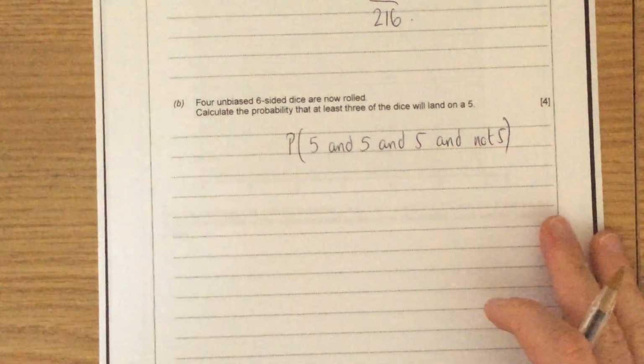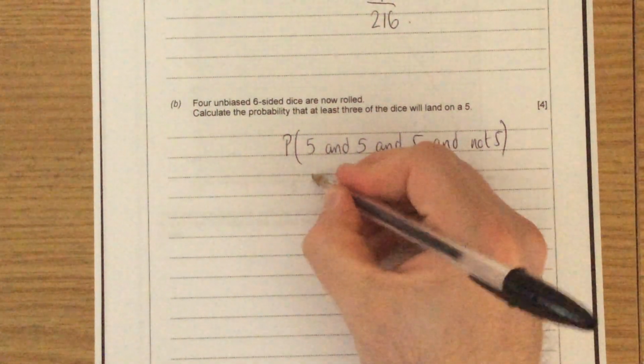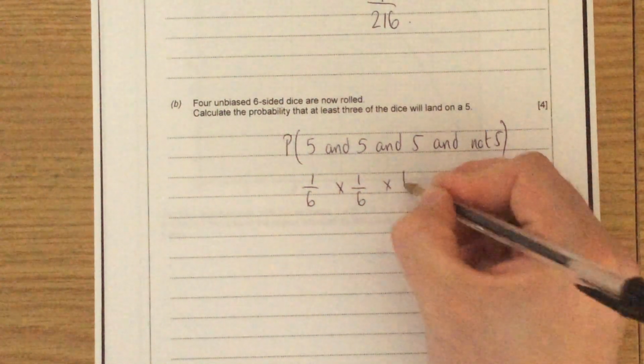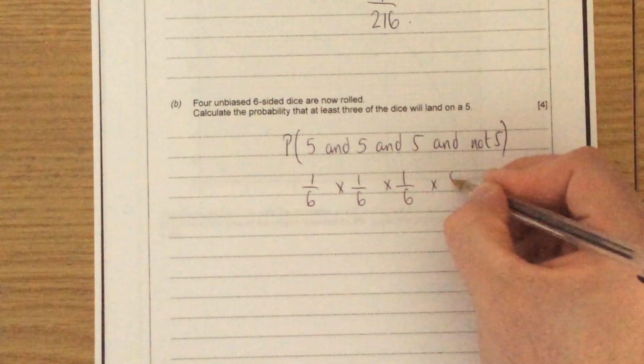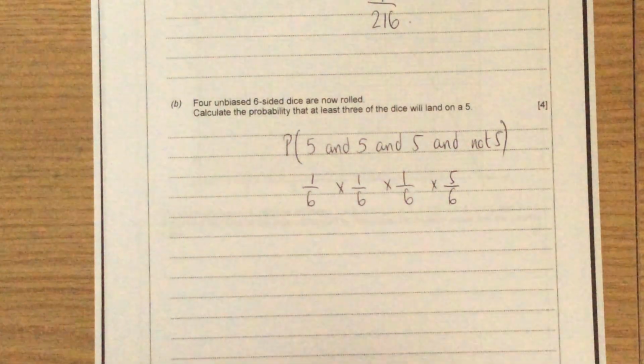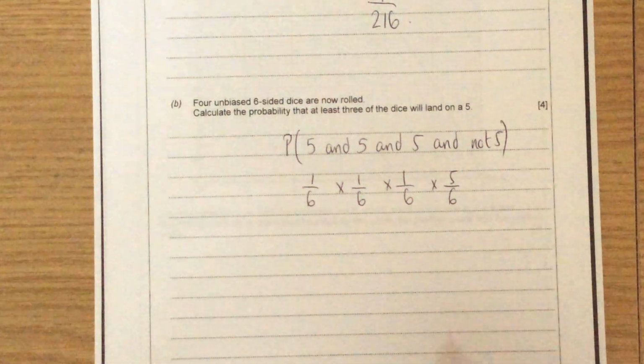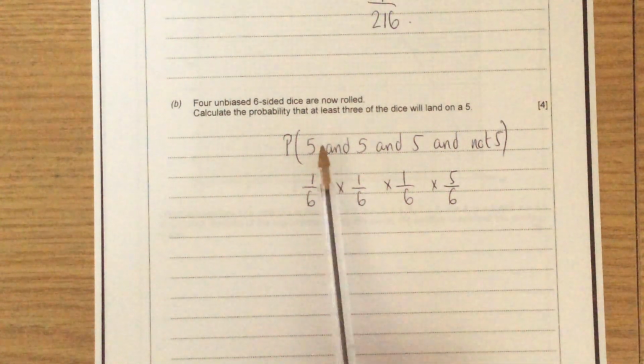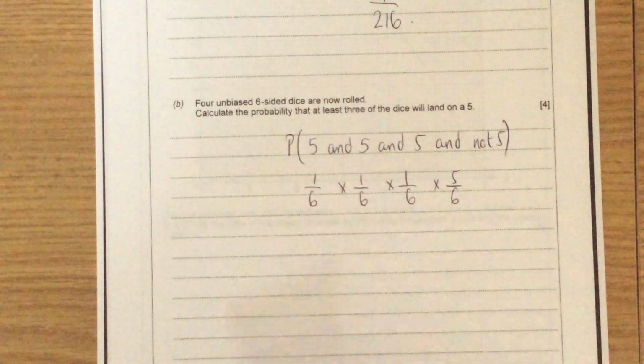So if I just consider one scenario in which that can happen, I get 1 over 6 and another 1 over 6 and another 1 over 6. And on the last one, I don't get that 5, so it's 5 over 6. Now, that's one scenario that can happen. But in that scenario, I'm assuming the first 3 land on a 5 and not the last one.